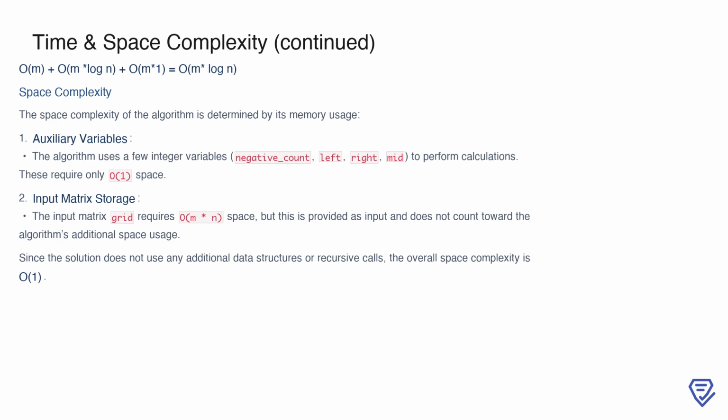The algorithm uses a few auxiliary variables, such as negative_count, left, right, and mid, for calculations during the binary search. These variables require constant space, O(1). The input matrix itself takes up m * n space, but since it's provided as input and not additional memory allocated by the algorithm, it doesn't contribute to the space complexity. Importantly, the solution avoids using extra data structures or recursive calls. Therefore, the overall space complexity of this solution is O(1).